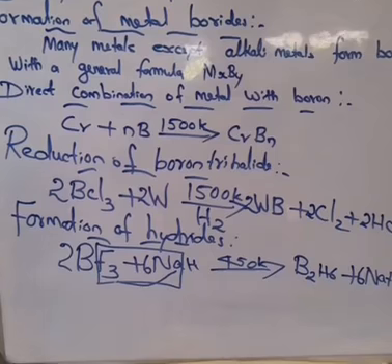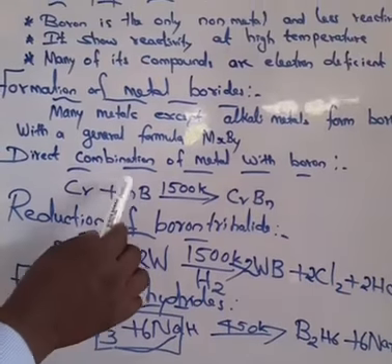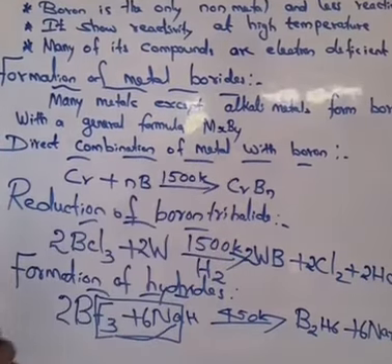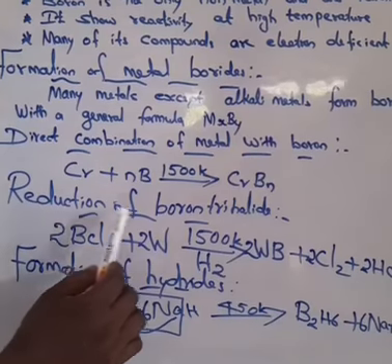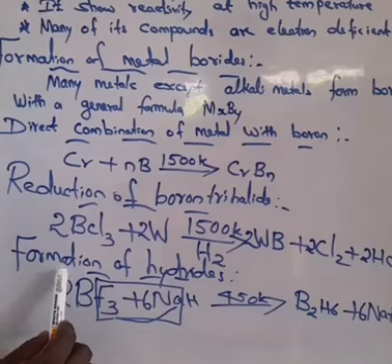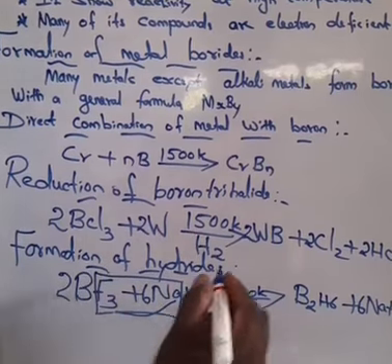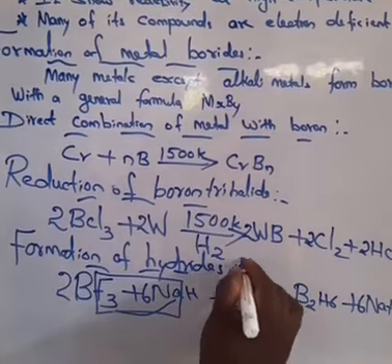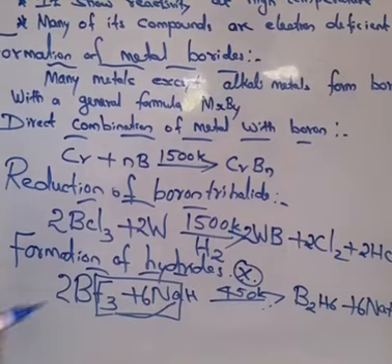So here the first one is a direct combination of metals with boron. Second one is reduction of metal boron trihalide. Third one is the formation of hydride. The question is very important, a repeating question.